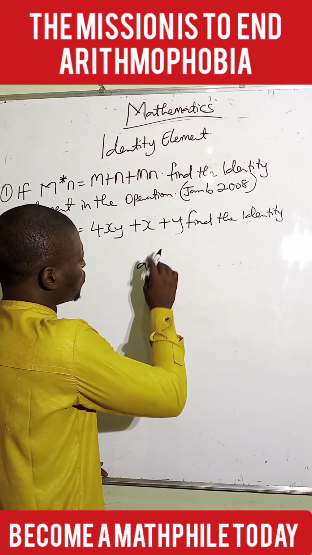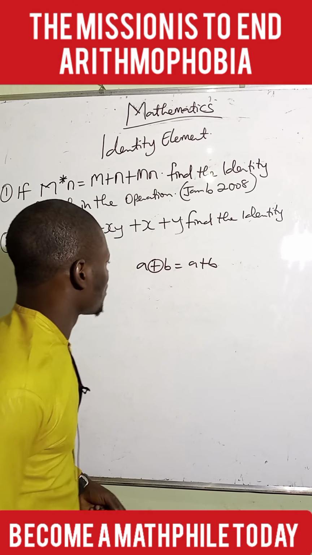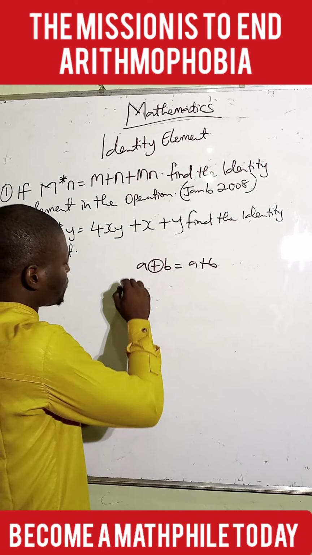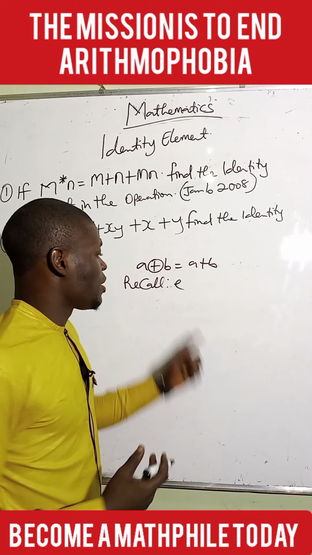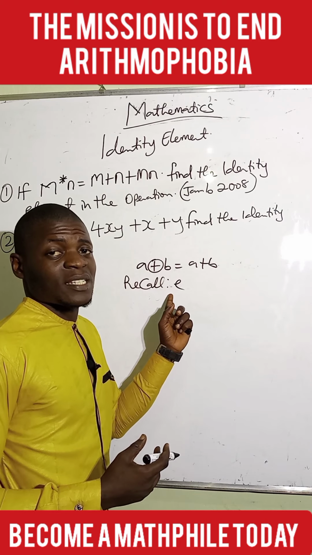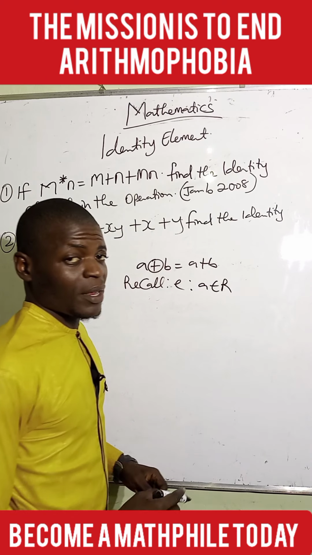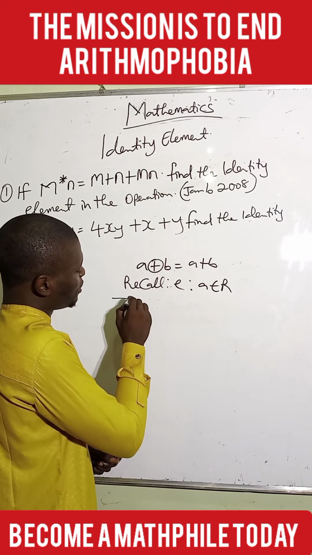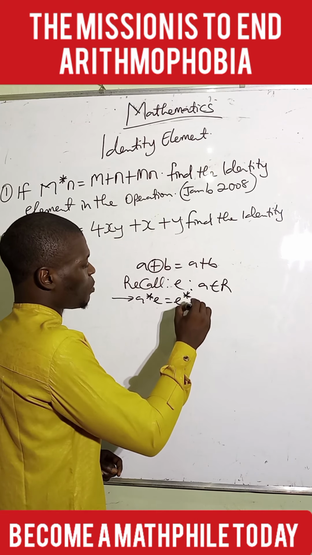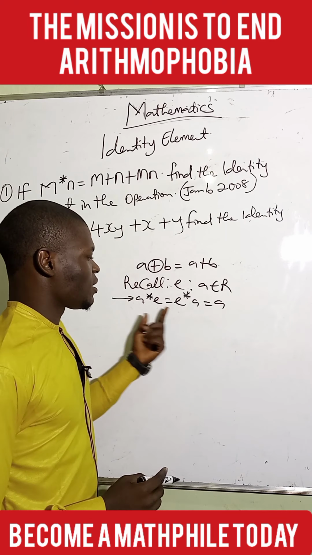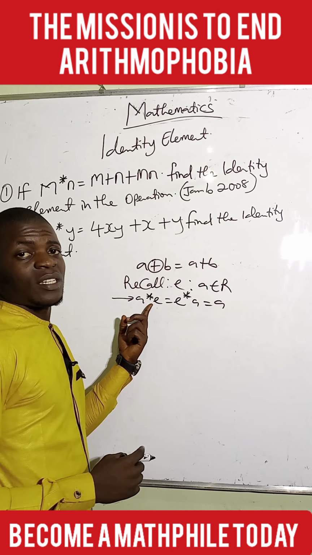Now, let us prove it with this operation. Recall, E is representing the identity element in such a way that A is an element of the real numbers. This implies that A operation E will be equal to A operation A, which is A. It did not affect the result. It seems as if there is nothing this E is doing here.